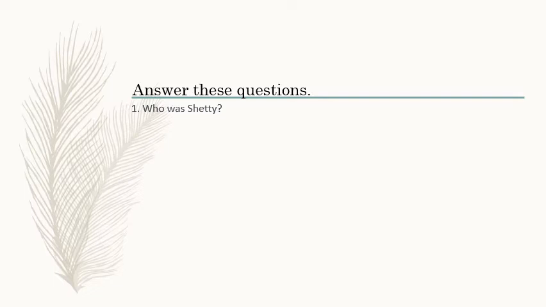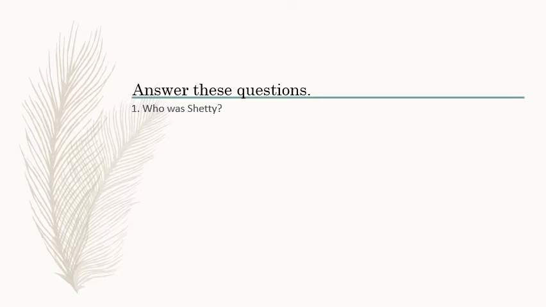So let's see, who was Shetty? So here, the very first thing, we have to change it into a declarative sentence. And while changing to a declarative sentence, we need a subject. And how to find a subject in a sentence? To find a subject in a sentence, we have to see who the sentence is about. So here if we ask, who was Shetty? So who are we talking about? We are talking about Shetty. So we will place Shetty first.